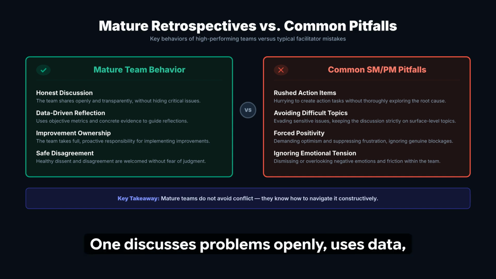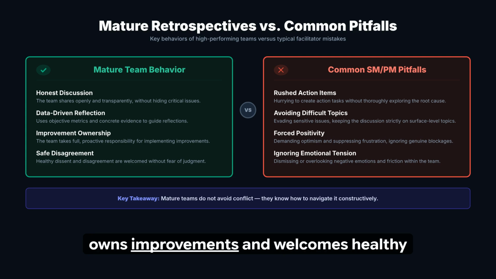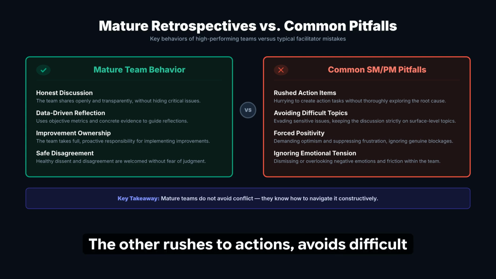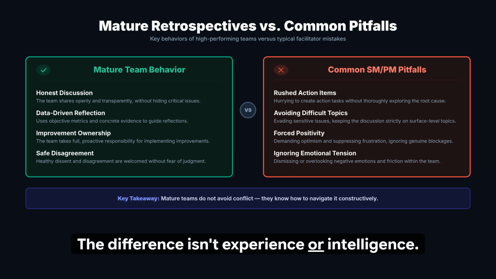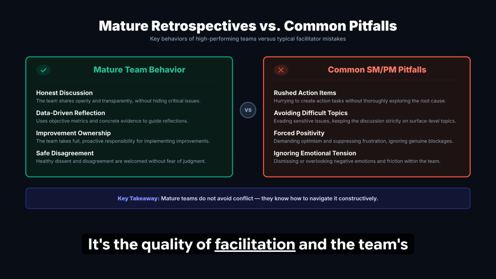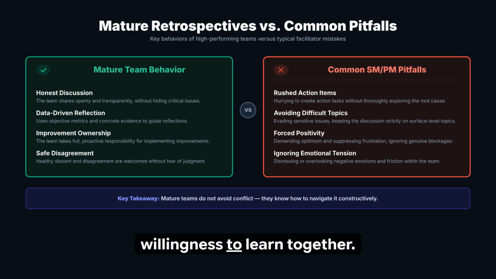Compare 2 teams. One discusses problems openly, uses data, owns improvements, and welcomes healthy disagreement. The other rushes to actions, avoids difficult topics, forces positivity, and ignores emotions. The difference isn't experience or intelligence. It's the quality of facilitation and the team's willingness to learn together.